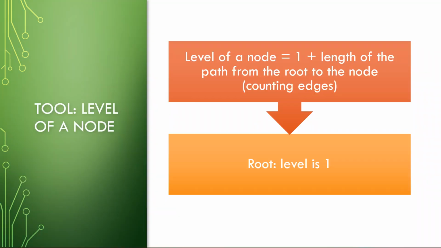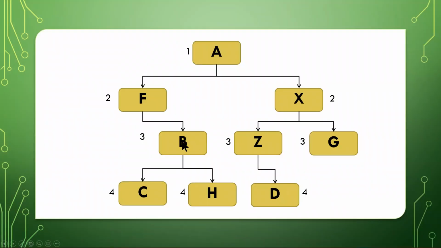Now the level of the node is 1 plus the length of the path from the root to that actual node. So the root is always considered level 1. So you guys see this is 1, then 2, then 3, then 4.